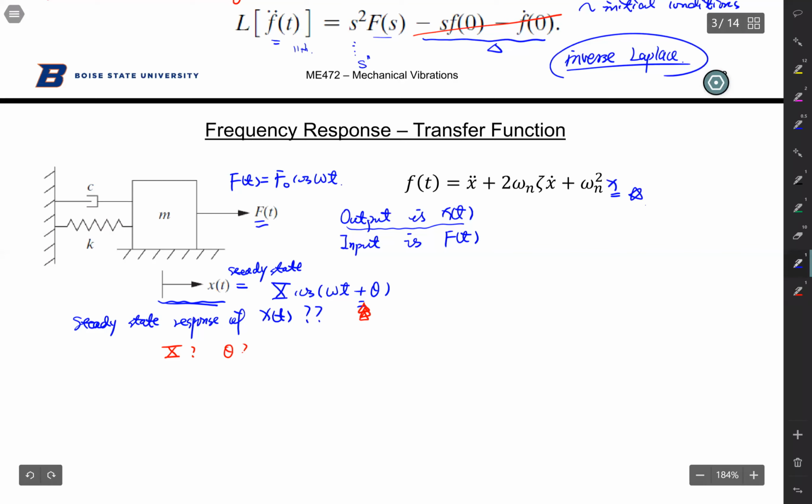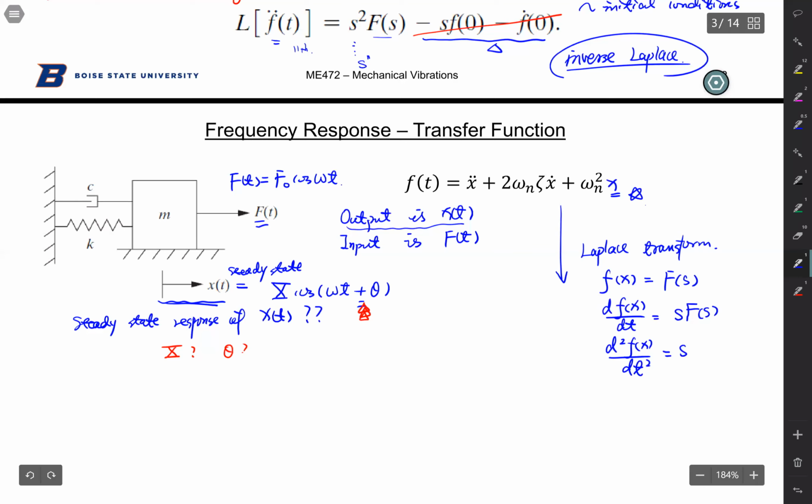So what we do is we do a Laplace transform on both sides of the equation. What it does is, if you have a function f(t), then you write it as F(s). If you have df(t)/dt, then it's s times F(s). If you have a second order time derivative, it's just s squared F(s). You can actually extend this: if you have an nth order time derivative of a function, then it becomes s to the n.